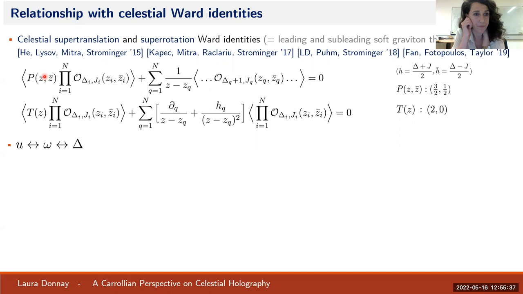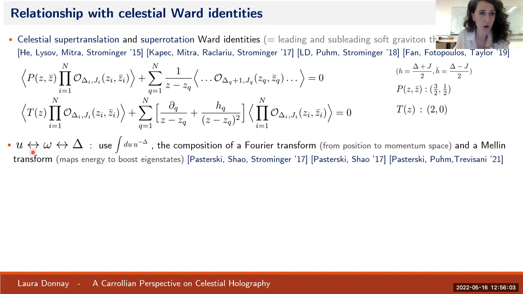And we know that the momentum basis is related via a Mellin transform. And the position space and the momentum space are related simply by a Fourier transform. So basically, if you take a composition of a Fourier transform and a Mellin transform, you can directly go from a basis expressed in terms of quantities which depend on the retarded time u. A Fourier transform will express this for you in terms of energy. And then the Mellin transform will map the energy basis to the boost basis delta. So if you take this composition, you just get this sort of integral.